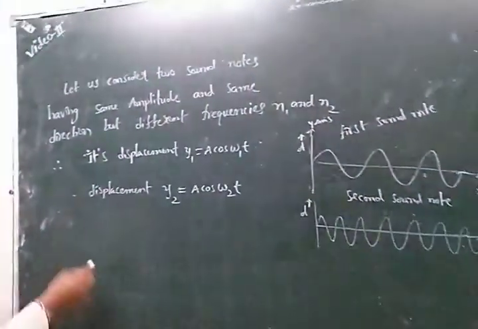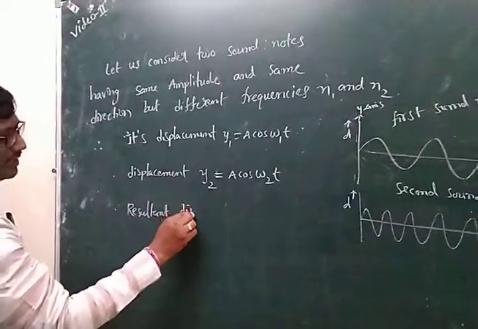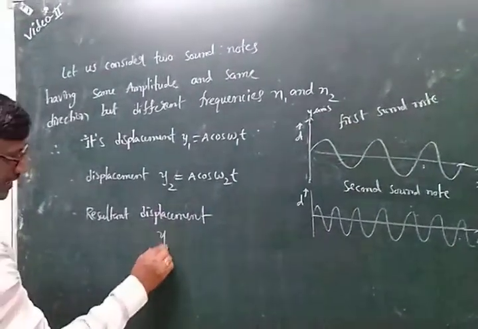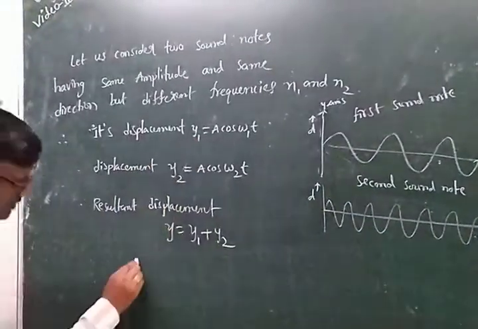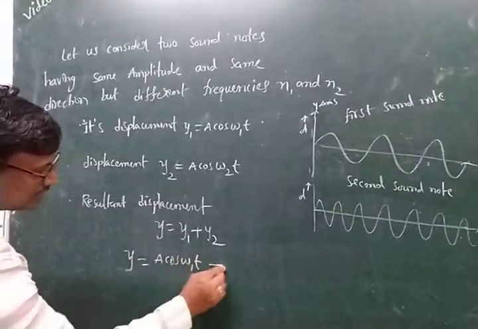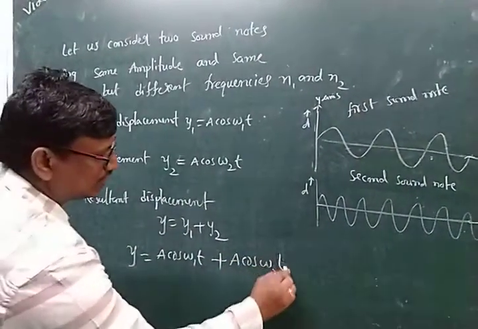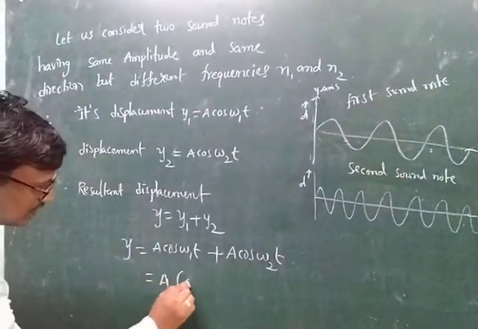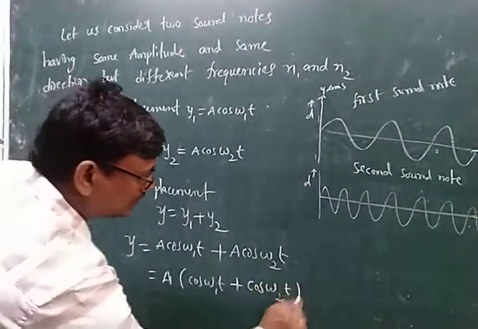Therefore the resultant displacement y is equal to y1 plus y2. See here the y1 is equal to how much? We can substitute a cos omega 1 into t plus y2, a cos omega 2 into t. See here, a will be taken common, cos omega 1 into t plus cos omega 2 into t.